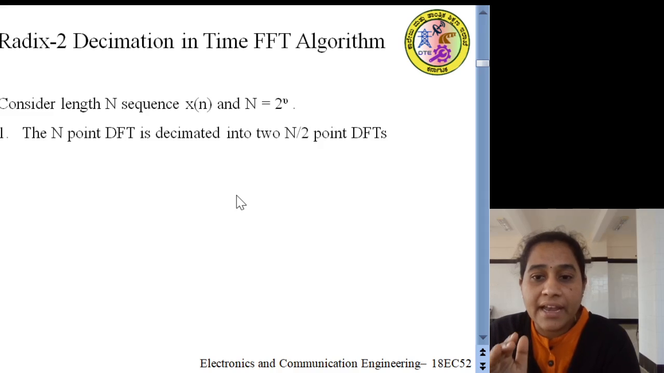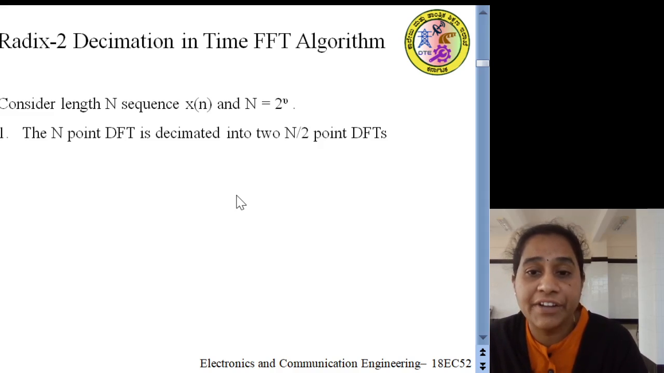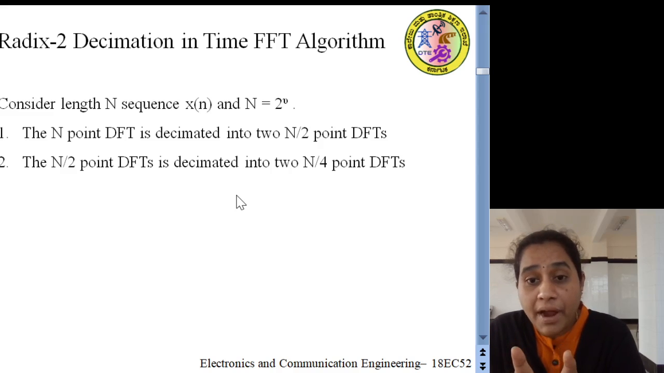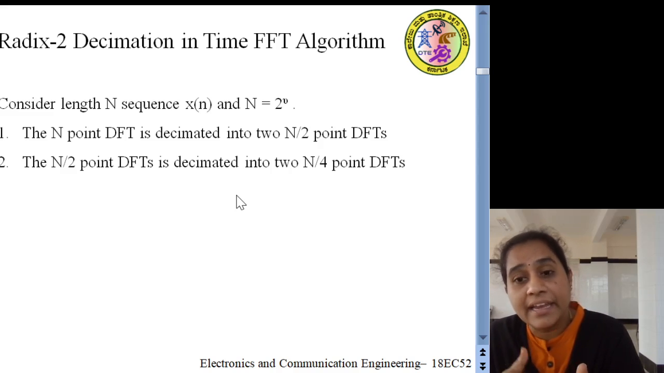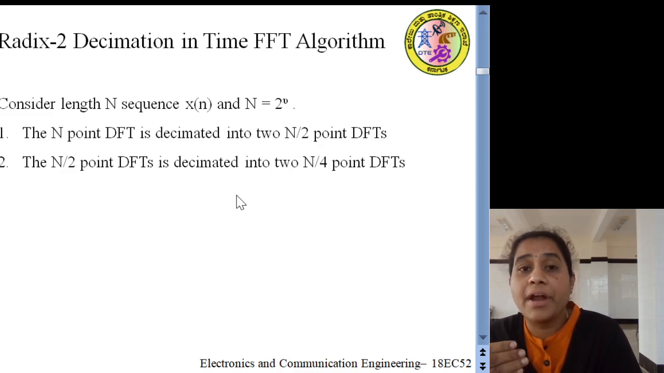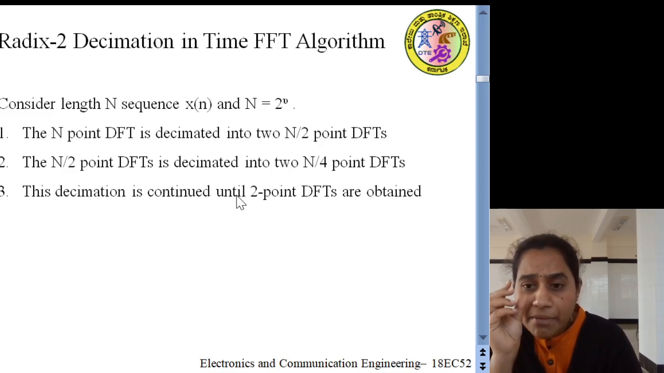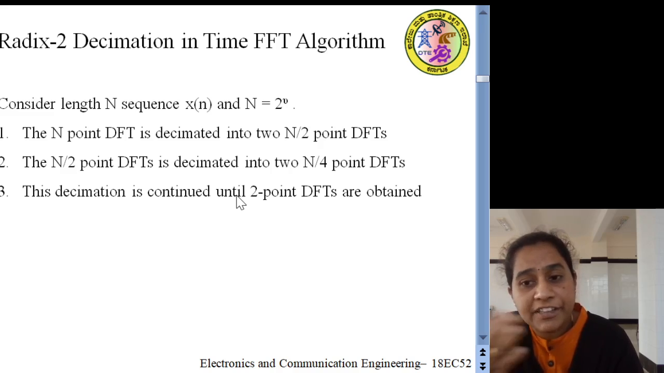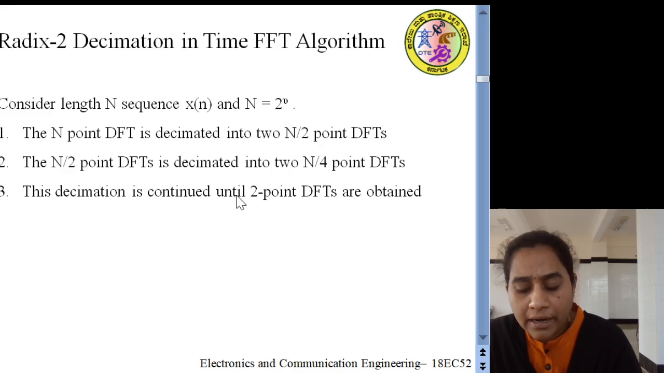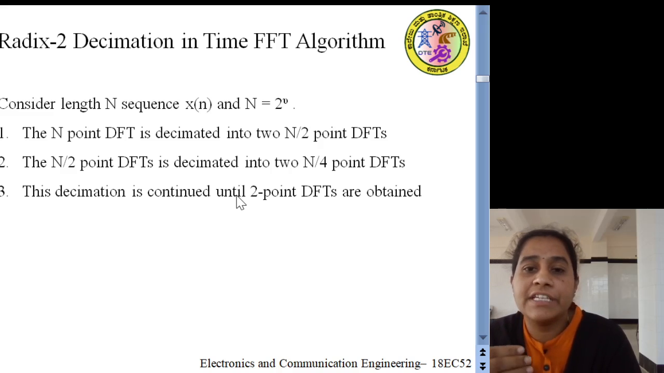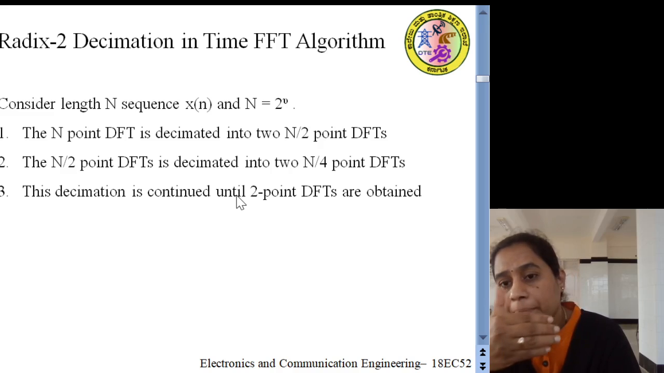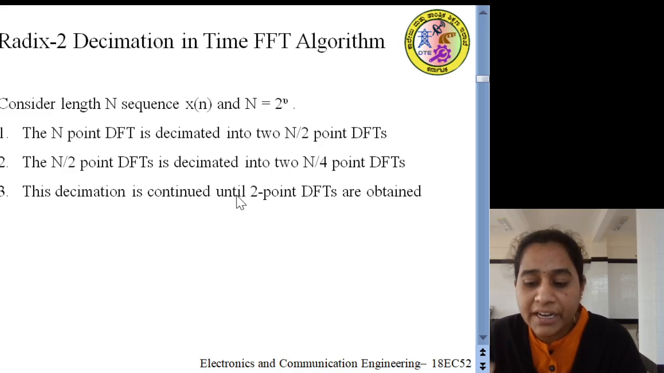So here the N point DFT is first divided into 2 N by 2 point DFTs. Then the N by 2 point DFTs are again decimated into 2 N by 4 point DFTs. And this decimation will continue until the 2 point DFTs are obtained. That means the minimum decimation will be till 2 point. Furthermore, we will not decimate. Once we get the 2 point DFTs, we stop. So we are splitting the complete N values till we obtain 2 point DFTs.